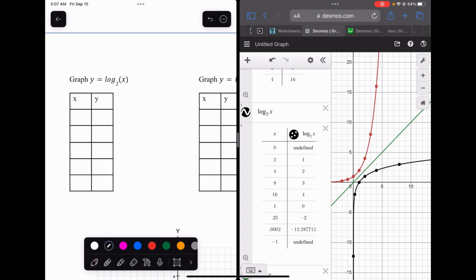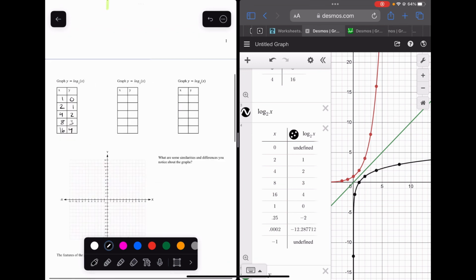So pick up one of your colors. We're going to graph that in log base 2 of x. We're going to do 2, 1. I keep forgetting to do 1. I'm sorry. We're going to do 1, 0, 2, 1, 4, 2, 8, 3, and 16, 4.